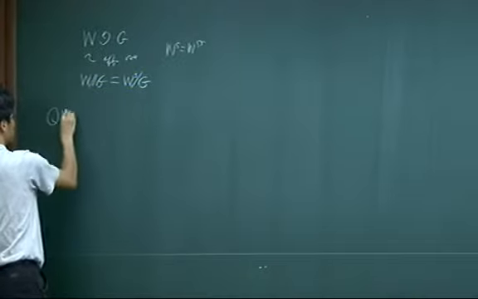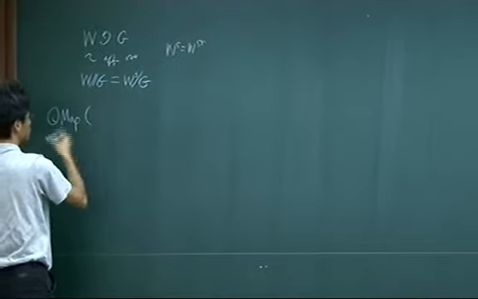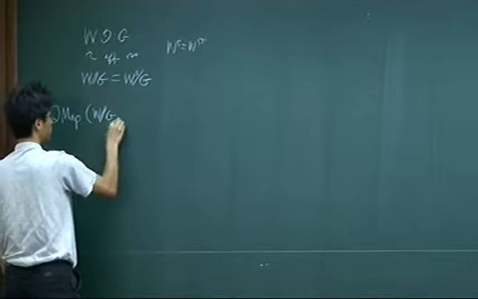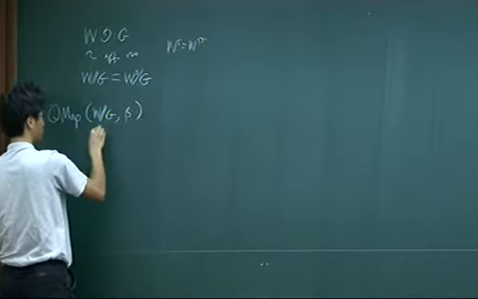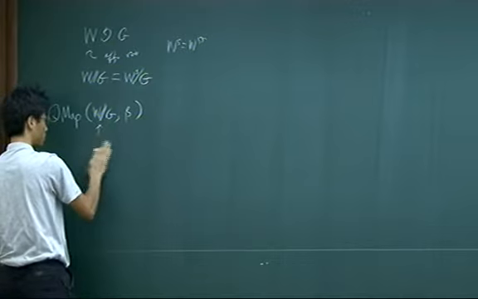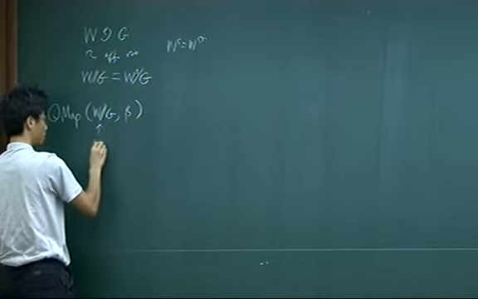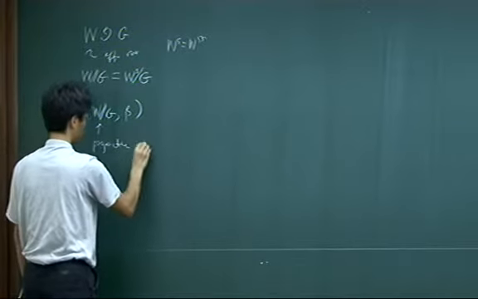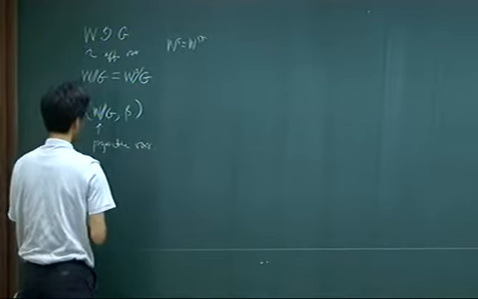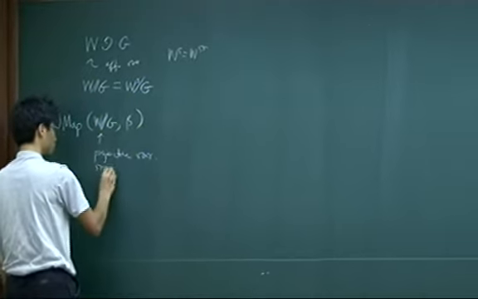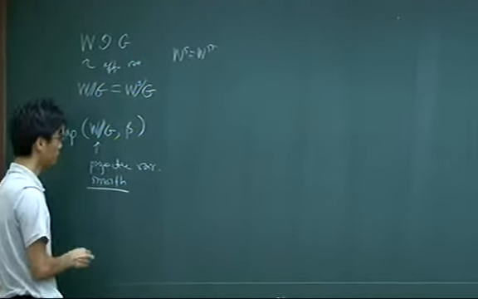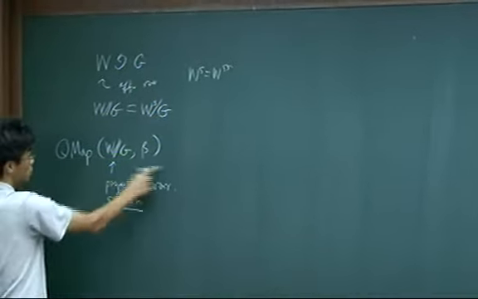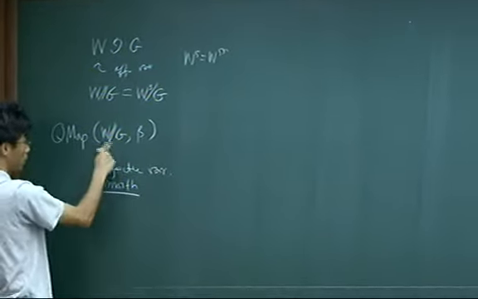The Q-map space, the quasi-map space, going to be to W mod G, beta. This is compact; let's assume that this is a projective variety, and also smooth. I think I forgot to mention that this must be smooth, so that this is virtually smooth. I want the target to be smooth.